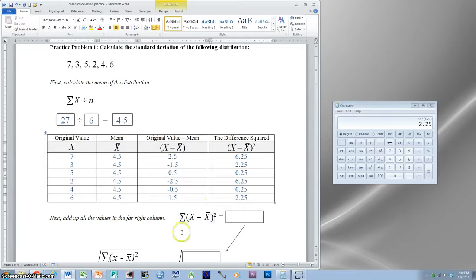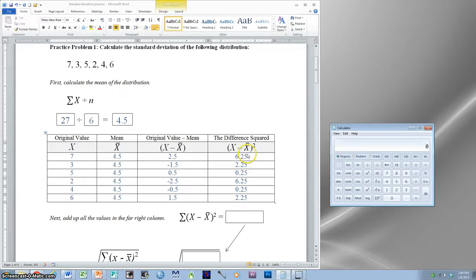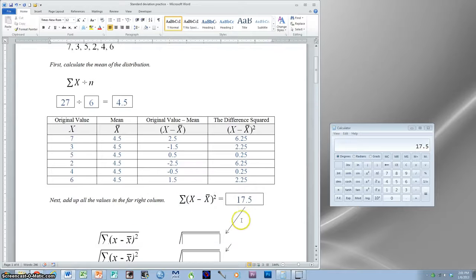Okay, so now we want the sum of squares. So here's the squares, right? We want the sum of squares. So all that means is we have to add all these up. That's pretty easy to do. So we're just going to go down this column here, 6.25. I'm using the buttons on my keyboard now instead of click, click, click, a little easier. Plus 2.25, plus 0.25, plus 6.25, plus 0.25, plus 2.25. All that added up is 17.5. Perfect.